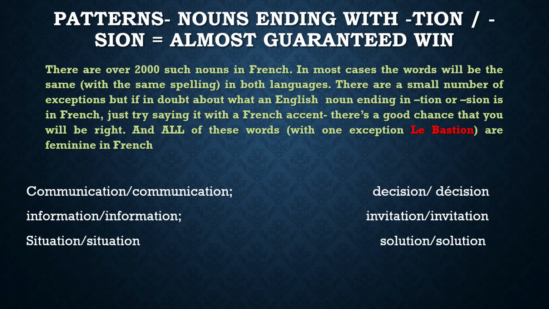And the other great thing about this, all of these nouns in French are feminine. Any noun that ends in tion or sion is feminine. There's only one exception, and that is le bastion, which we have the English word bastion, which also means stronghold, and that is le bastion. It's masculine, but all of the others are feminine.